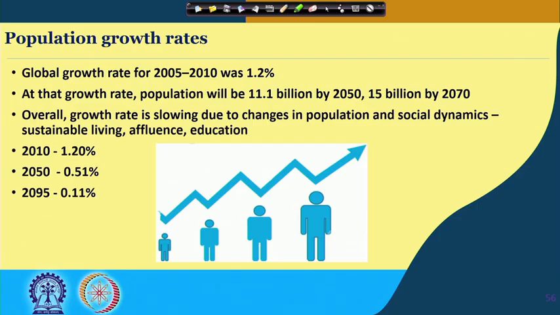Overall, the growth rate is slowing due to a change in population: more and more people are older. Social dynamics, sustainable living, people are realizing the impact on resources, affluence, education. So, as you can see, by 2010 it is 1.2, but by 2050 we project that the population growth rate will go down to 0.5%, and then by 2095 to 0.1%. So, it will be stable around the end of this century.